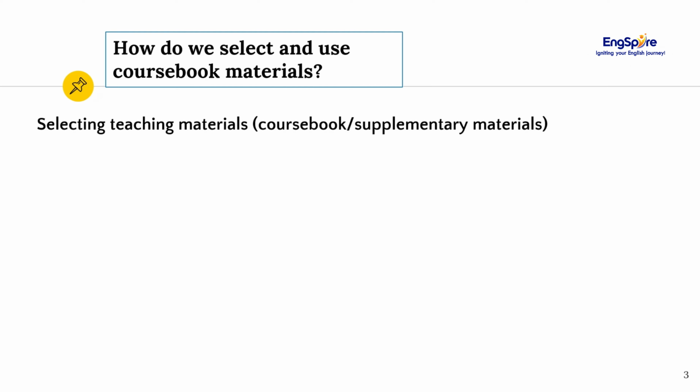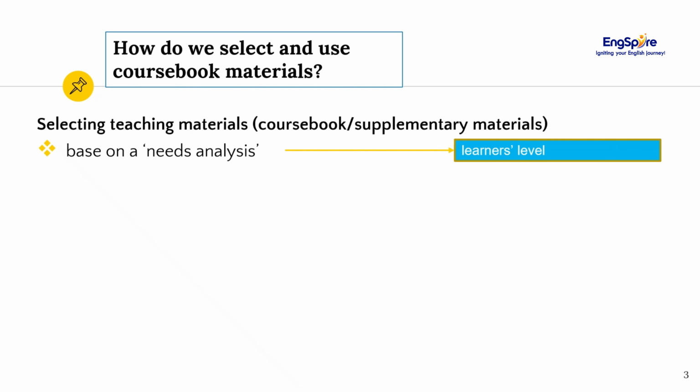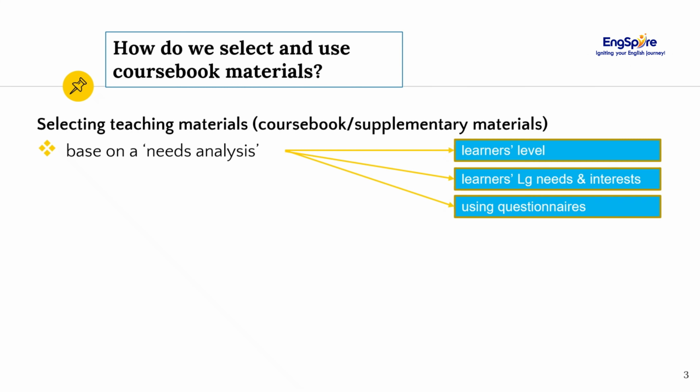Now, let's look at how teachers select their teaching materials, whether that is a coursebook or extra supplementary materials. Teachers don't usually choose materials at random. They often base their choice on a needs analysis. This means they study their learners' level, their language needs, and their interests. To do this, they might use a questionnaire, interview, or diagnostic test.